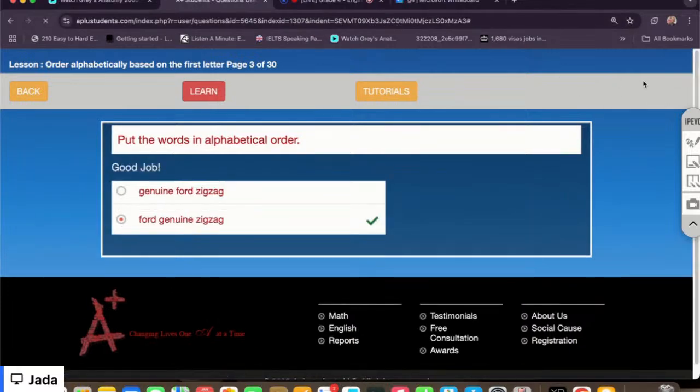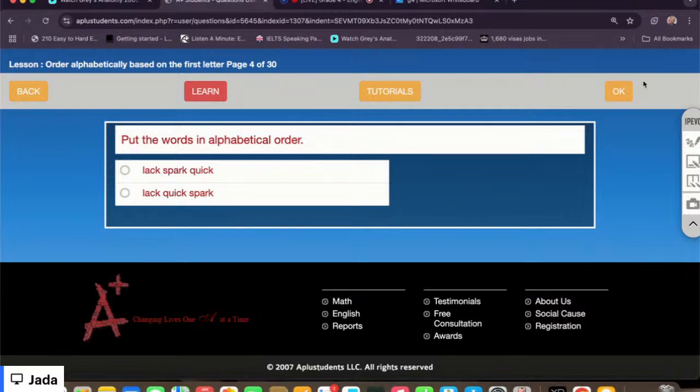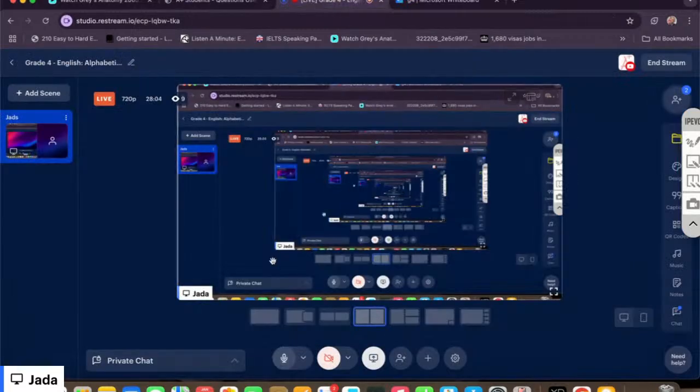Let's all participate, okay? Send in your answers. Let's interact. So this one, put the words in alphabetical order. You have lack, spark, and quick. What is this one? Lack, spark, quick. So put them in the right order and send me your answers.